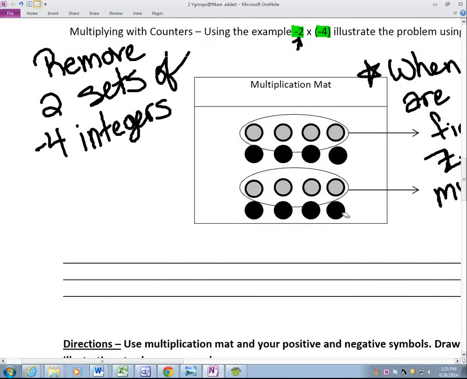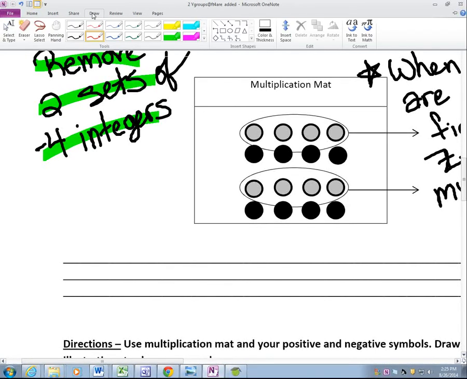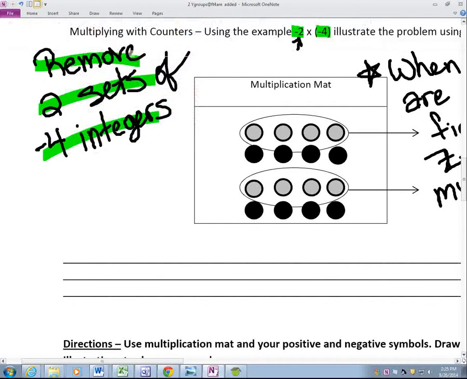Now look what it says over here. It says remove 2 sets of negative 4 integers. So what they're doing is they're taking 1 set of negative 4 integers and removing them. Then they're taking another set of negative 4 integers and removing them.